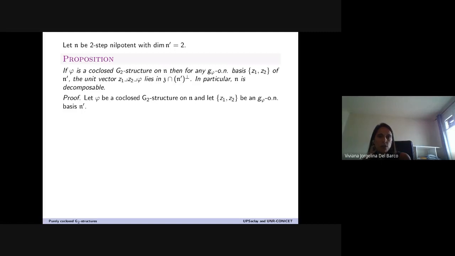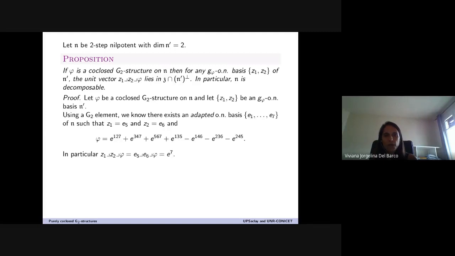And actually, in the proof of this, we're going to get the conditions for a G2 structure to be co-closed or purely co-closed. So we start with the co-closed G2 structure, and we take an orthonormal basis of n prime, which is of dimension 2. As I said before, we can use an element in G2 to say that there is an orthonormal basis of the Lie algebra such that the 2 last elements, in this case 5 and 6, are Z1 and Z2, and phi has this form. So we started with a co-closed G2 structure, we take an adapted basis, which always exists, and then we use the transitivity of G2 on pairs of unit vectors, so that we can put our 2 elements in n prime as the 5th and the 6th.